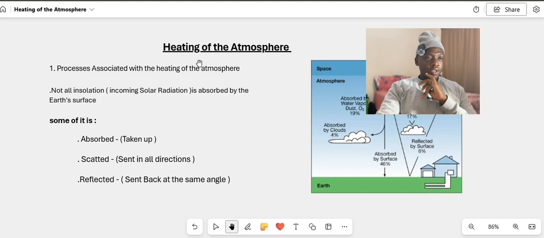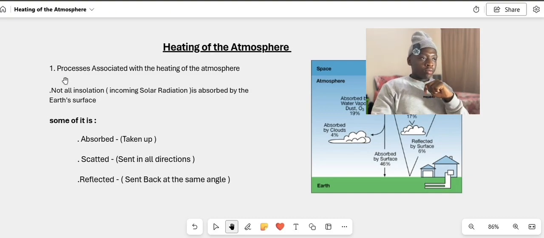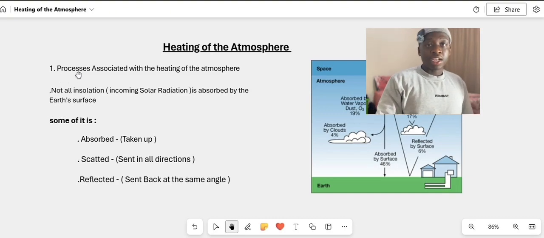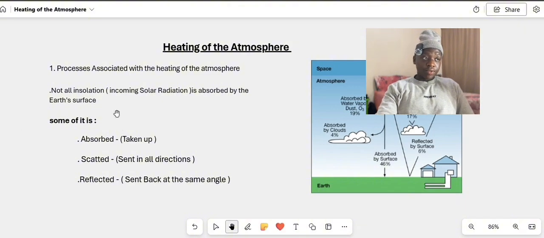Good day, greetings. Today we're going to focus on the topic of the heating of the atmosphere. First and foremost, we're going to concentrate on the processes associated with the heating of the atmosphere.